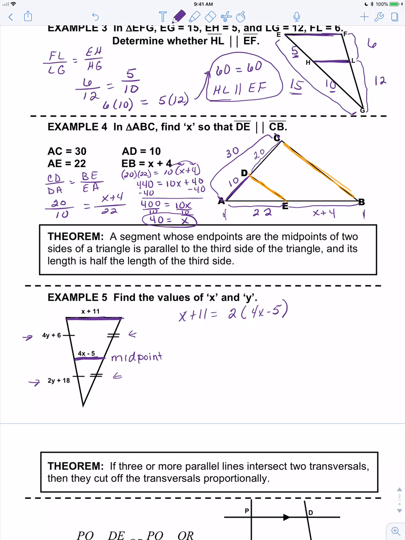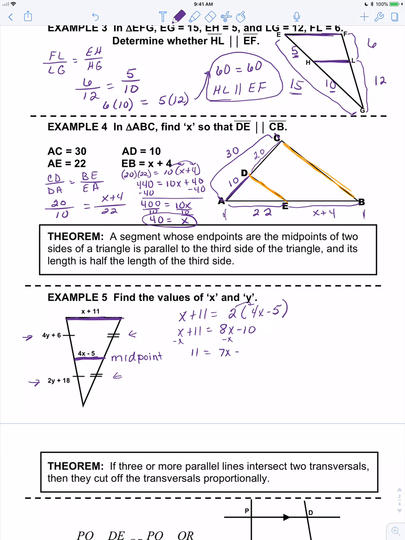So 2 times the 4x plus 5 should equal the x plus 11. And in this instance, we're going to find the values of x and the value of y. So let's go ahead and do this one first because this is our theorem that we're learning. Remember, distribute the 2, 8x minus 10. Let's solve for x by getting those x's together.